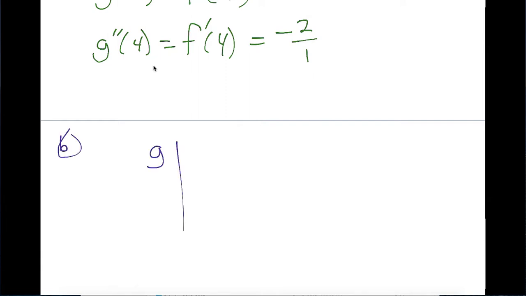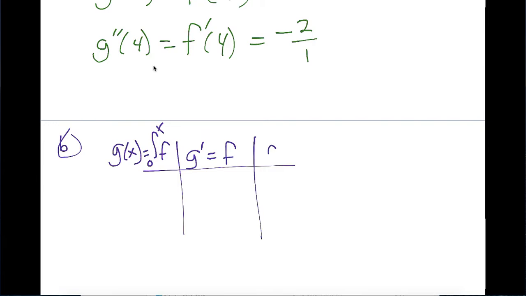If G, which, remember, when you think about what G is defined as, this integral from 0 to x of f. So then G prime is equal to f, and then G double prime is equal to f prime.